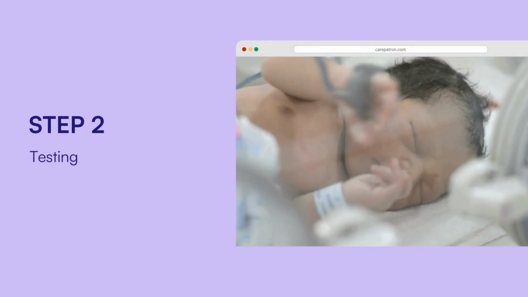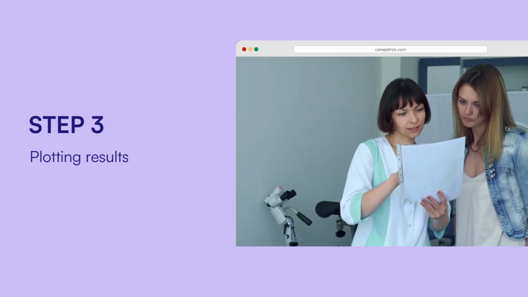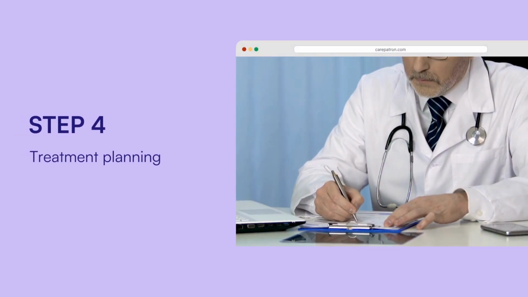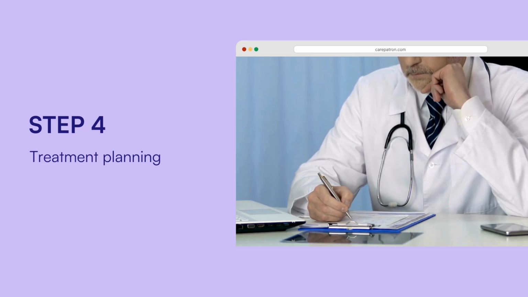Step 2. Testing. Measure bilirubin levels with a blood test. Step 3. Plotting results. Record results on the chart over time to visualize trends. Step 4. Treatment planning. Use chart data to decide next steps like phototherapy, exchange transfusion, or additional tests.